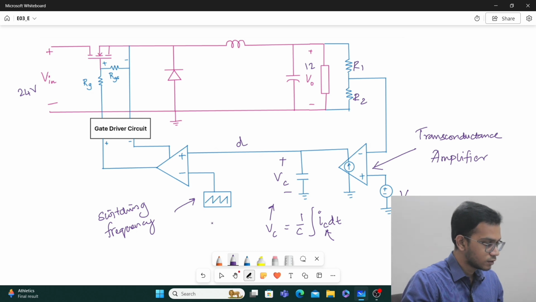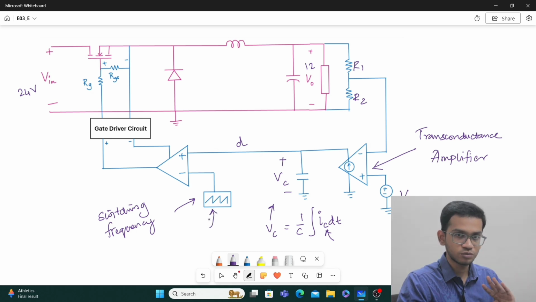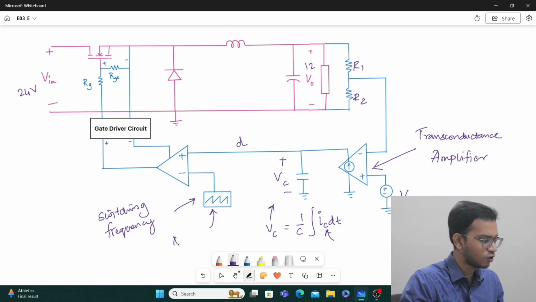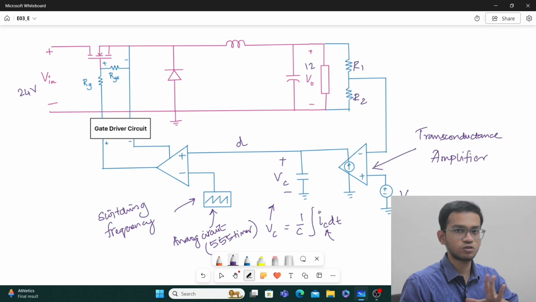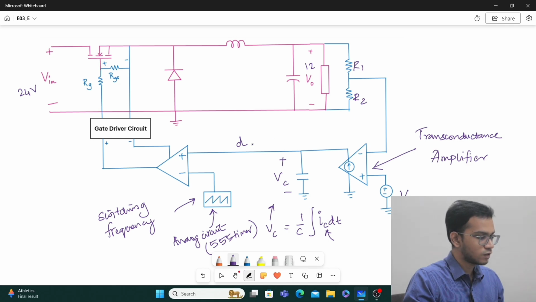Now, though I have drawn it as a simple sawtooth box, in reality, we will have an analog circuit to produce this sawtooth waveform. Maybe we can use a 555 timer IC to do this. We can connect the IC using certain configuration. We can use resistors and capacitors to obtain a sawtooth waveform. Now this is given to the negative terminal of a comparator, and the duty ratio is given to the positive terminal of the comparator. Now this comparator will in turn produce a PWM.